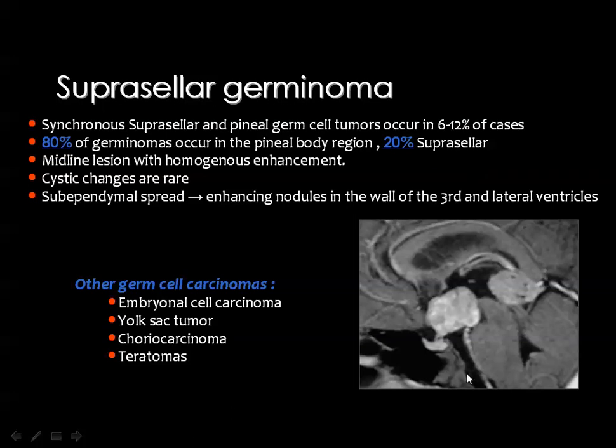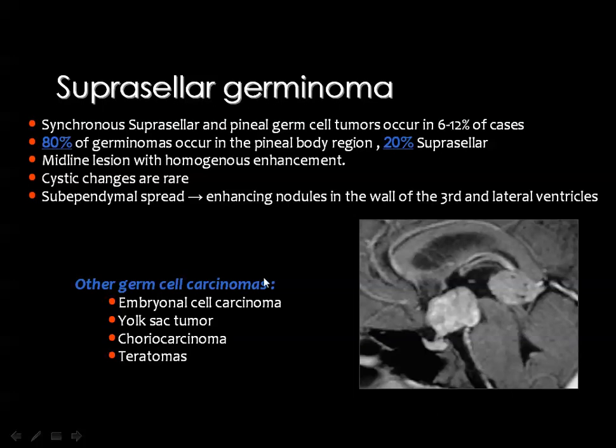But if you see a lesion in the suprasellar area, and this lesion is homogeneously enhancing, and if this is a child, you may call this a hypothalamic glioma. But whenever you see another lesion in the pineal body, then the diagnosis should be germinoma. Germinoma in the pineal body, and germinoma in the suprasellar area.